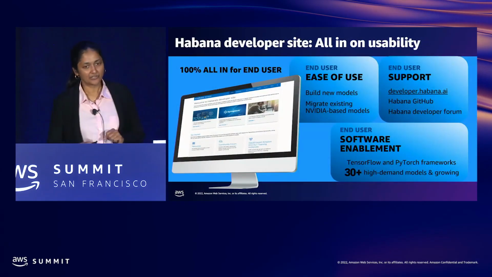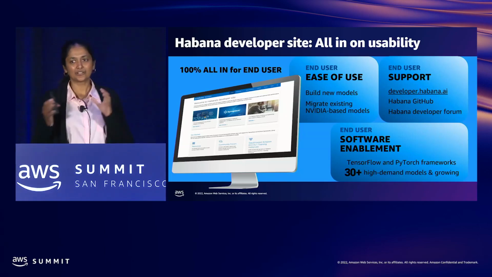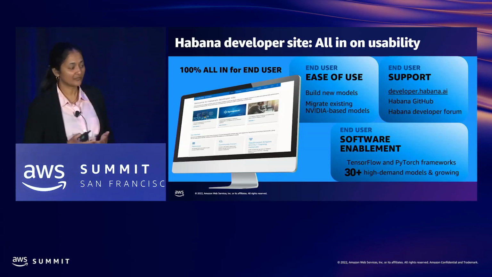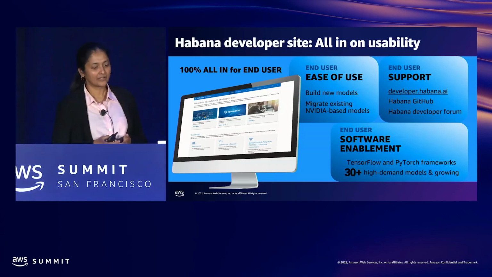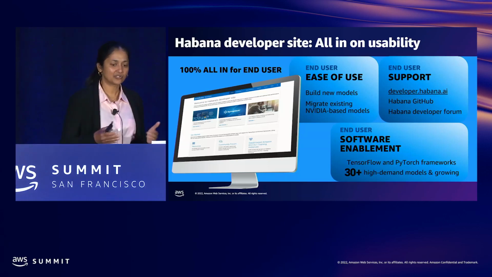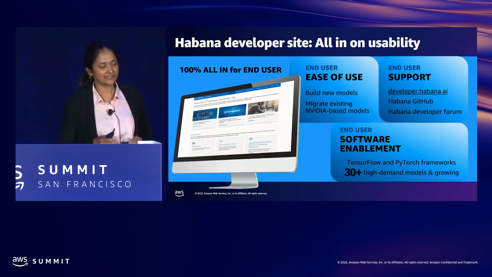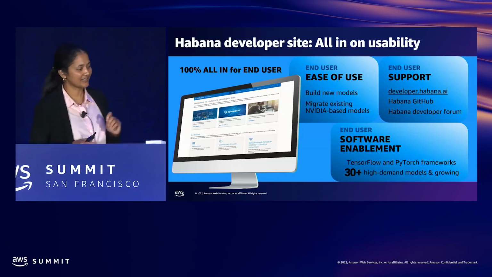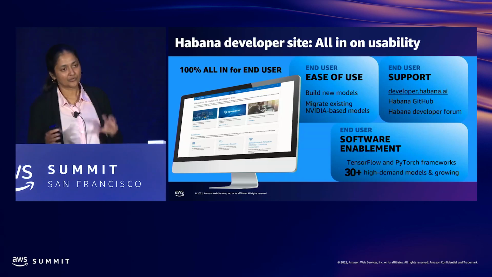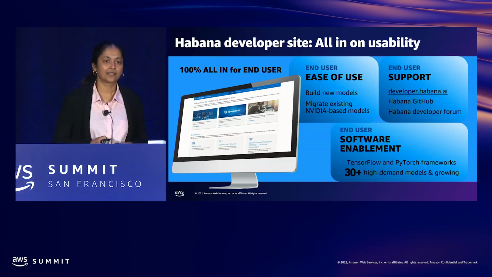So I wanted to mention our developer site and that we're all in on usability, because it's not enough to have a great piece of hardware and a compelling software stack. We need to make it accessible. We need to make it easy for developers to use it and take advantage of all the goodness that this device offers. We have put a lot of effort in the recent past to build out a suite of resources. There's a wealth of information available for developers to get started easily. Our developer.habana.ai is the hub for developers. We have a lot of resources in terms of documentation. We have how-to guides, simple tutorials, and a lot of examples.